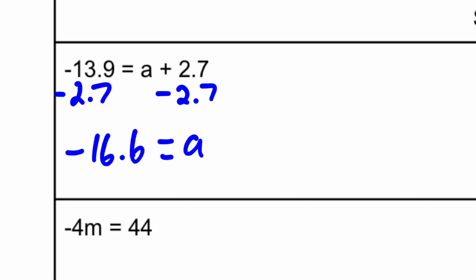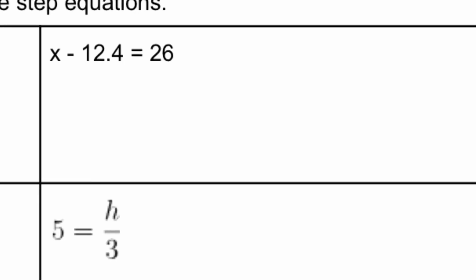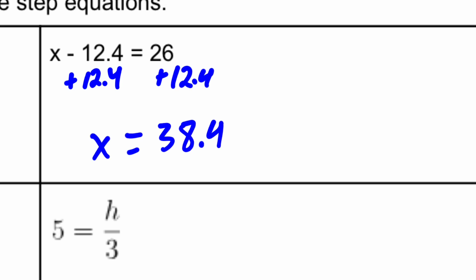This one would be minus 2.7 on both sides, because originally I have a plus something, so to get it by itself, I have to subtract. Remember that since we're starting negative and subtracting, we go further negative. This next problem has subtraction, so to cancel out subtraction, I add, and I do the same to both sides. This gives me x is equal to 38.4.